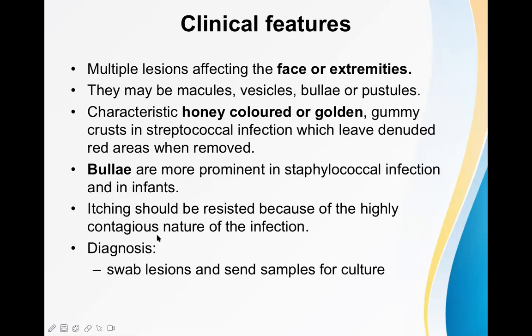Now, what are the clinical features of impetigo? There are usually multiple lesions which affect the face or extremity. Face or extremity, these are two common areas. They may be macule, vesicle, bulla, or pustules. Bulla is in the bullous type of impetigo, but in the other type, there may be macule, vesicle or pustule. Now, some of the students may be confused here. What do you mean by macule, what is pustule, and what is vesicle.